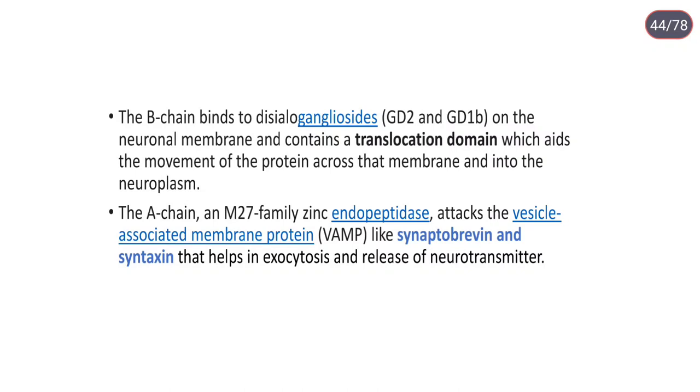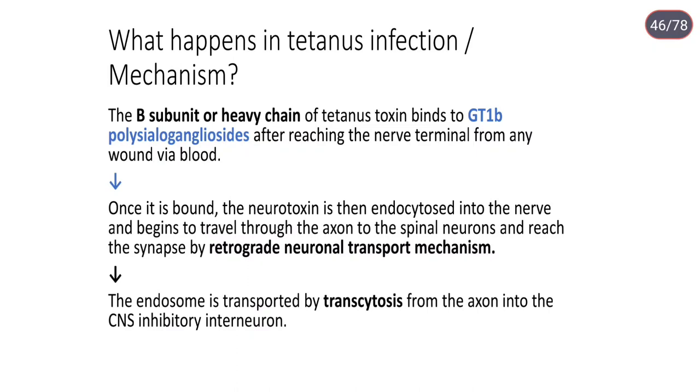Whenever this B subunit binds to any receptor like GD2 or GD1b, a polysialoganglioside, the entire receptor and exotoxin complex is then internalized, and by the mechanism of retrograde transport, this receptor exotoxin complex is transported from the axon into the postsynaptic membrane, and from the postsynaptic membrane by transcytosis it goes to the presynaptic membrane of the synapse forming the presynaptic neuron. Okay, so then it exerts its mechanism.